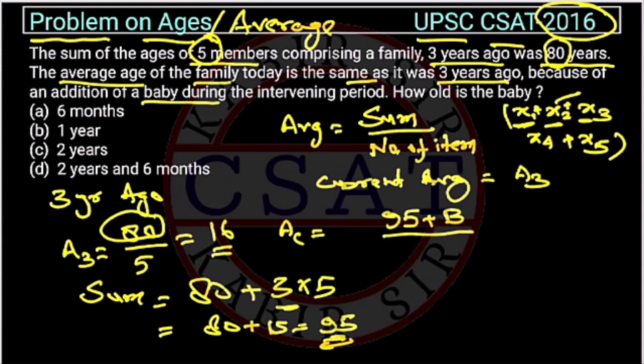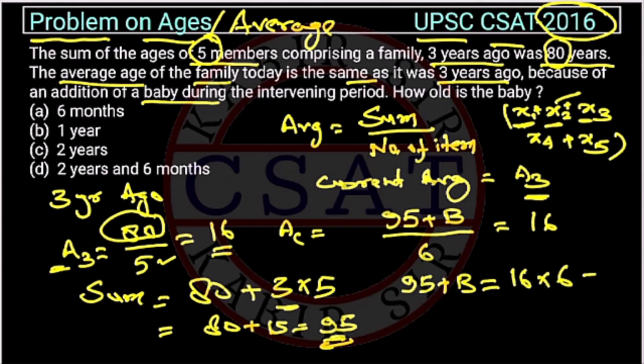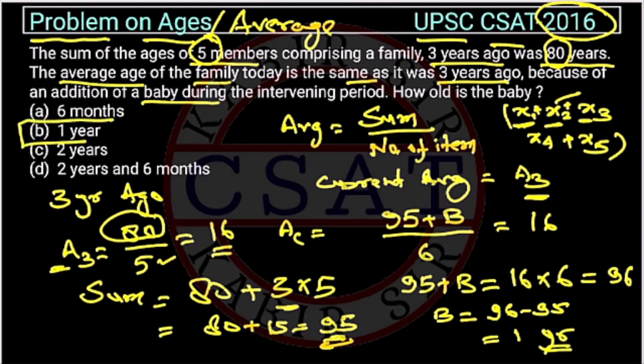Now the number of items are how many? Previously it was 5, but now currently this is 6, and the average given is equal to the old average. Old average was 60, right? So now this will be how much? This will be 95 plus b is equal to 16 into 6. So this is 96. So the age of baby is 96 minus 95 is equal to 1. So the age of baby is 1 year. So the answer is option B.